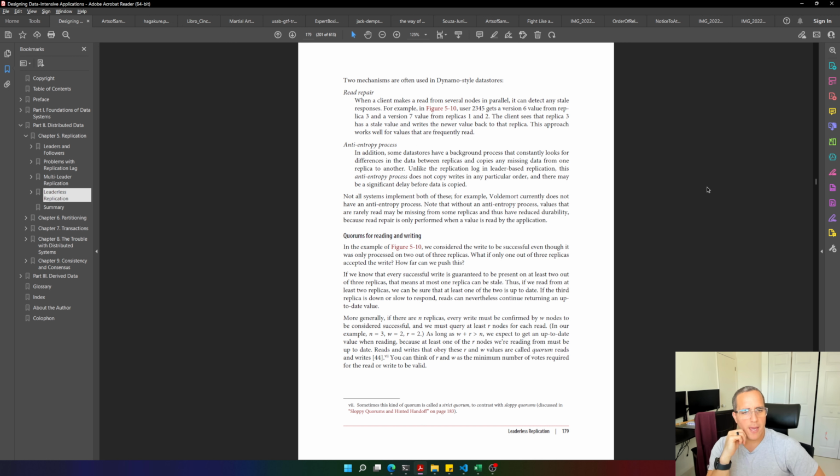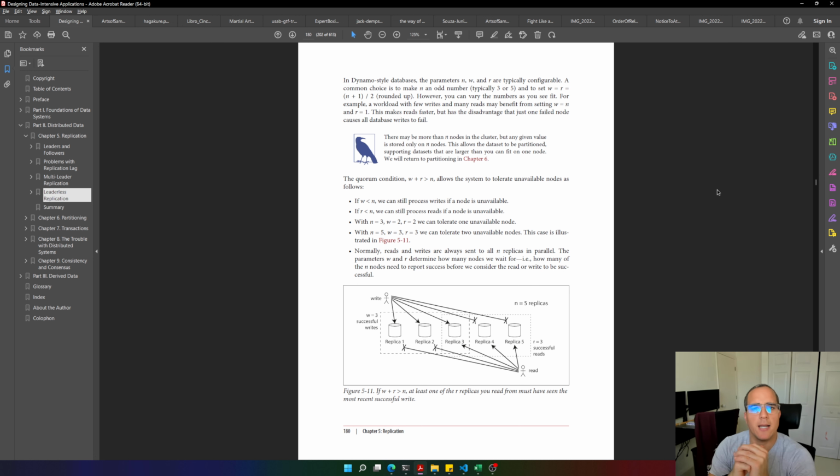Reads and writes that obey these r and w values are called quorum reads and writes. You can think of r and w as the minimum number of votes required for the read or write to be valid. In Dynamo-style databases, the parameters n, w, and r are typically configurable. A common choice is to make n an odd number, typically 3 or 5, and to set w = r = (n + 1) / 2 rounded up. However, you can vary the numbers as you see fit.